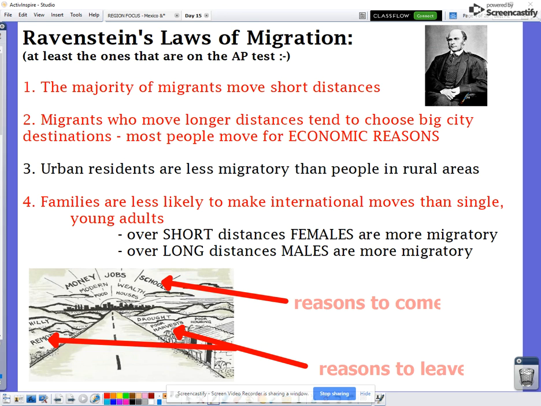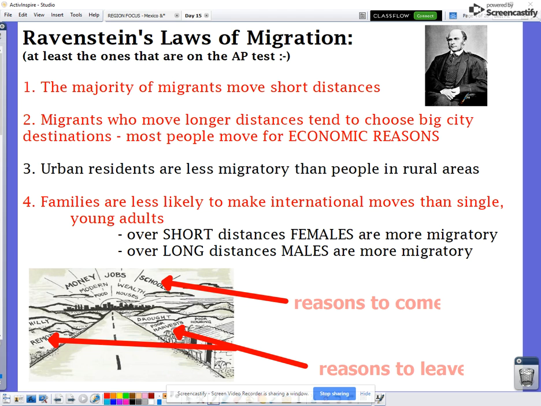And when they do move longer distances, they always tend to move to places that are larger cities, and it's only for economic reasons. They're not going to move from Africa to the middle of Nebraska to try to find a job. They're going to move from a place that is poorer to a place that has lots of opportunities. So that would be your larger cities around the country. That would be your New York City, your Washington, D.C., your Philadelphia, your L.A., your San Francisco, your Chicago.